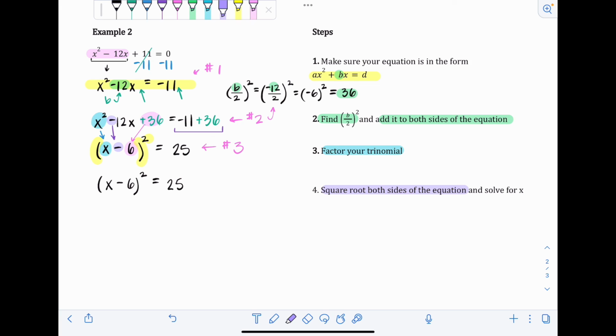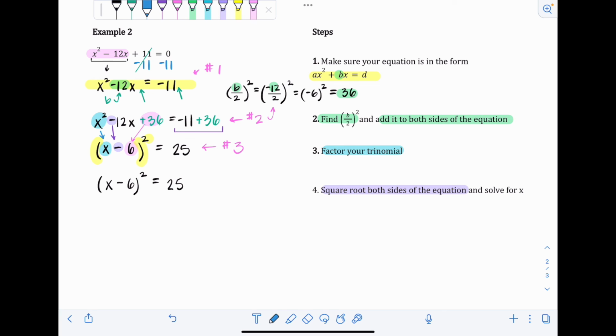I know that there's a lot of steps to these, but the steps do stay really consistent. So if you can get those down, or if you can have them out next to you as you're completing the problems, you'll set yourself up for success a lot more. So step 4 is square root both sides.